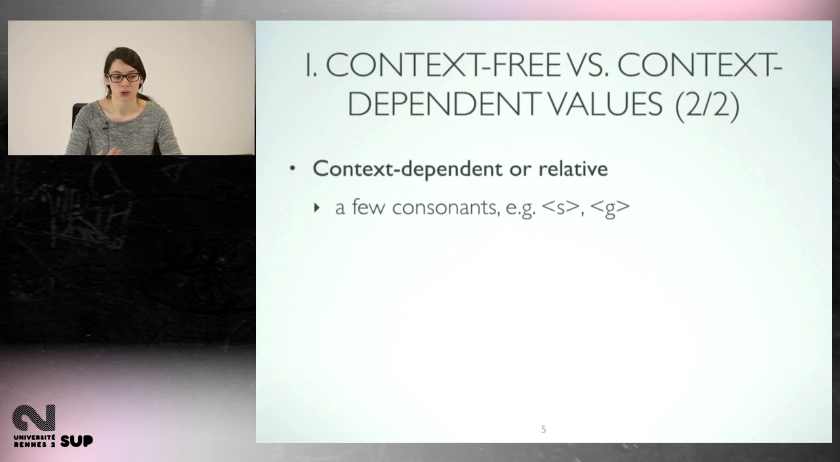G is also a quite problematic consonant. It has at least 2 different and very frequent values, which are g and j. So if you think of great, G is realized as g, and in gin, for instance, it's realized as j. Again, there are factors that are going to influence the pronunciation of these consonants, contextual factors, that is.